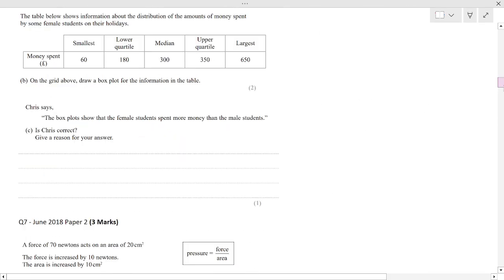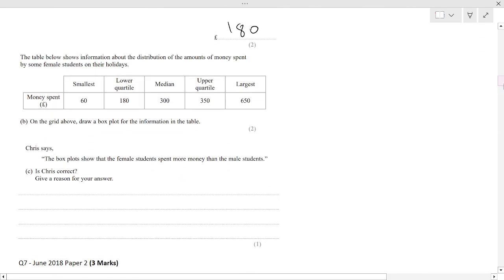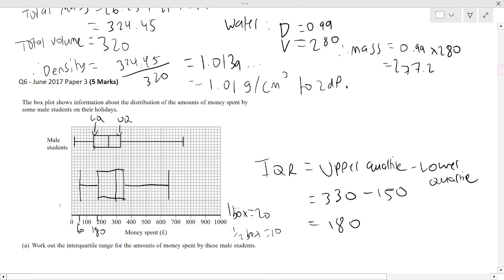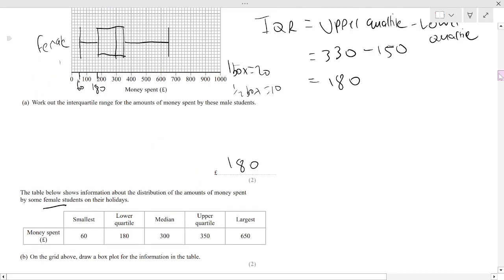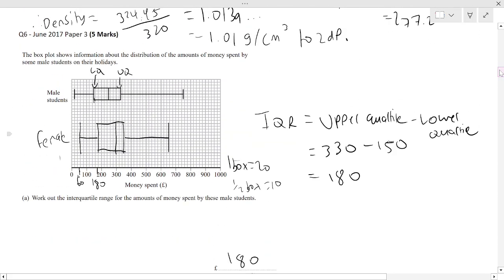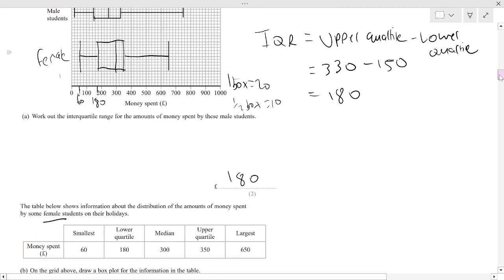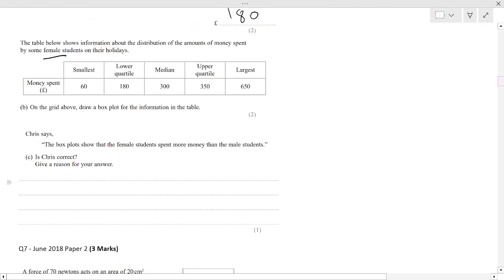Okay, cool. Now we're given, Chris says, the box plot shows that the female students spend more money than male. So what we worked out in part B, remember, that was male, so this will be female. Okay. So we need to compare. So what does it say? It says female students spend more. So actually, when it's talking about that, it's talking about the averages, right? So it's asking us to comment on the average.